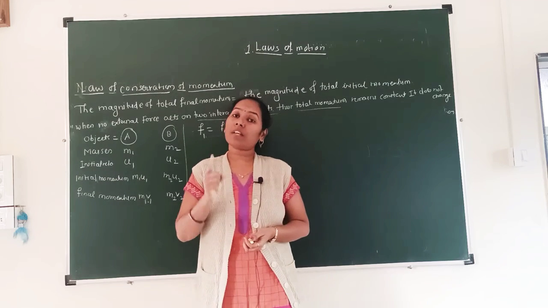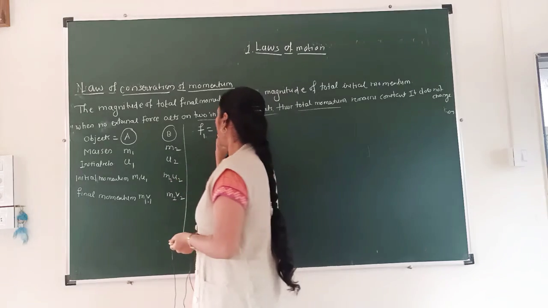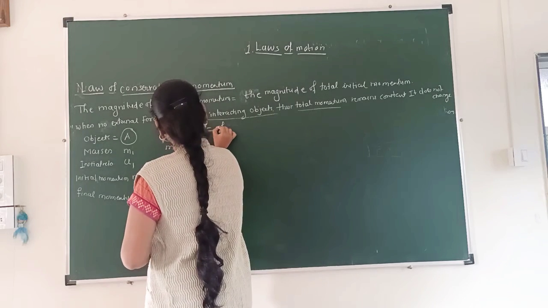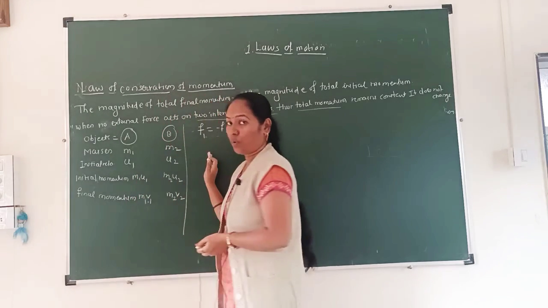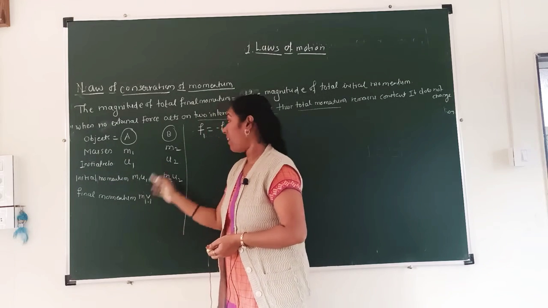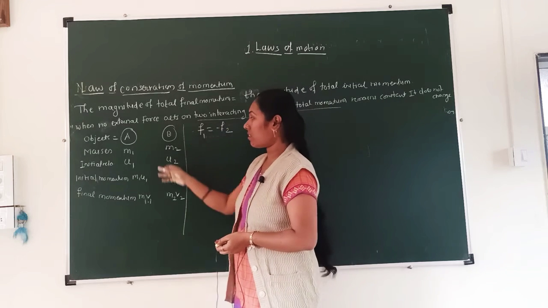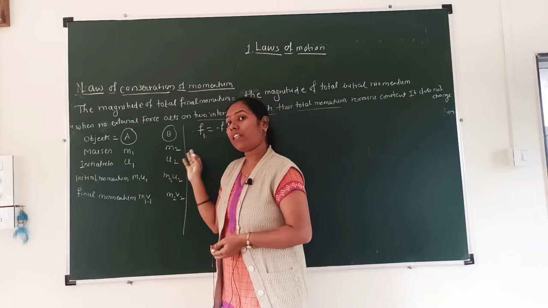Okay, their magnitudes are the same but their direction is always opposite. Therefore I can write here minus F2. The F1 force is applied on the object A and F2 is the force applied on the object B.